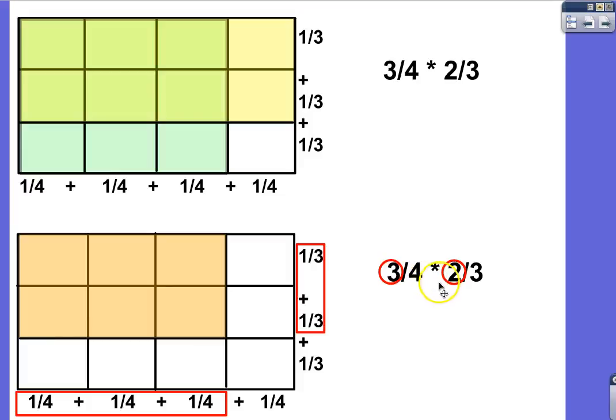So if you're using the model where you're only going to shade in the sections that you're going to use, you look at your numerator. Here are my fourths and I'm only going to shade in 3. 1, 2, 3. And I'm looking at my 2/3 and I'm only going to shade in 2. 1, 2. So that is another way that you can shade in to get your answer of 6/12.